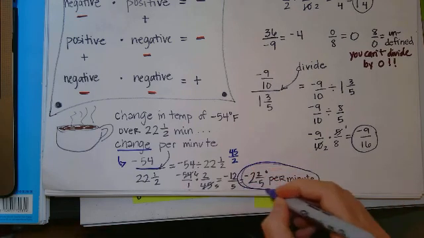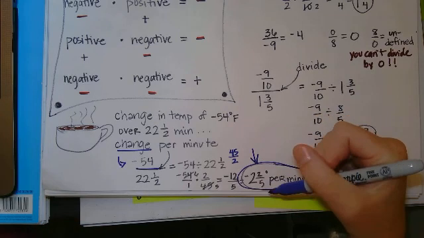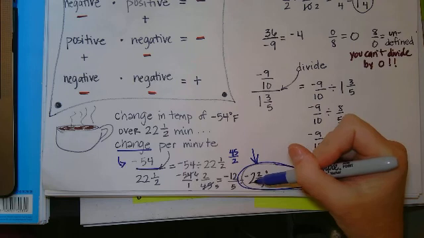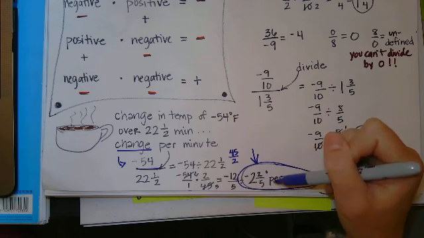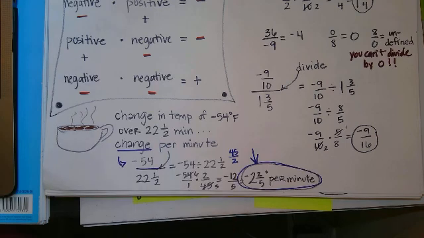I always want you to pause and think, what did I just find? Here's my answer, negative 2 2/5. What does it mean? Well, it means that the temperature dropped 2 2/5 of a degree every minute. And it did that for 22.5 minutes.